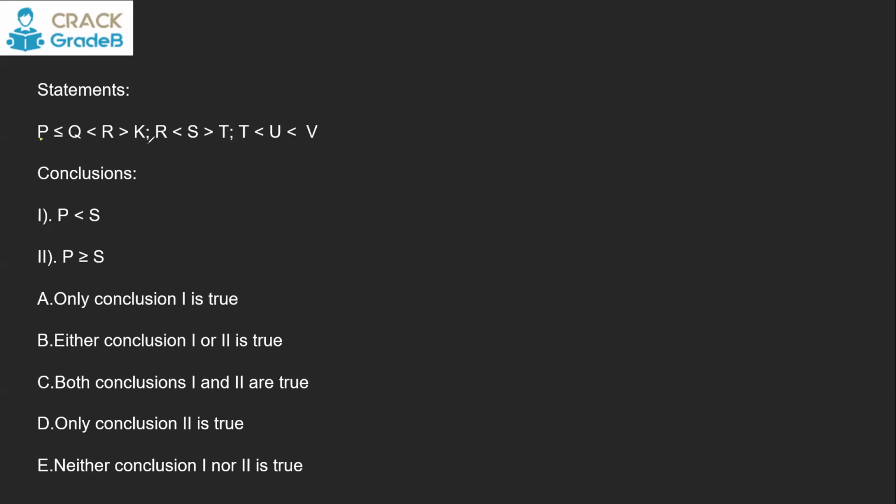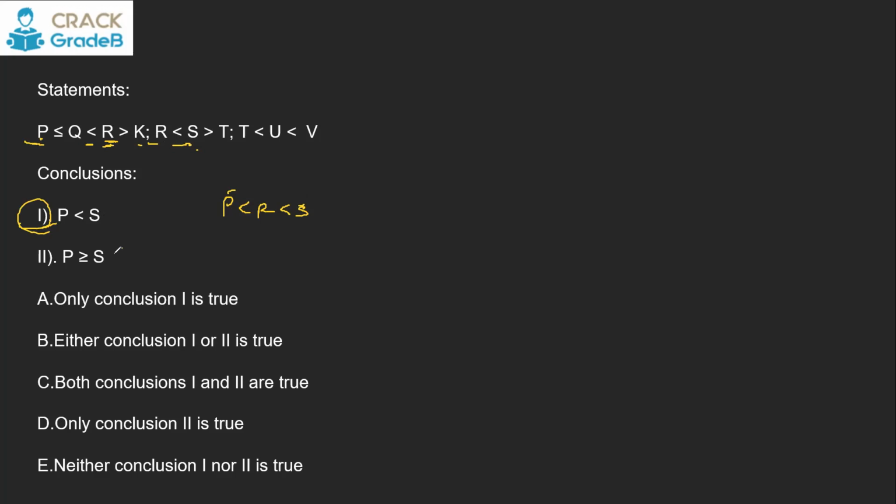Between this train and this train and this train, the T is common between these two. And R is common between these two. So now P is less than R and R is less than S. P is less than R is less than S. So P is less than R is a correct conclusion.